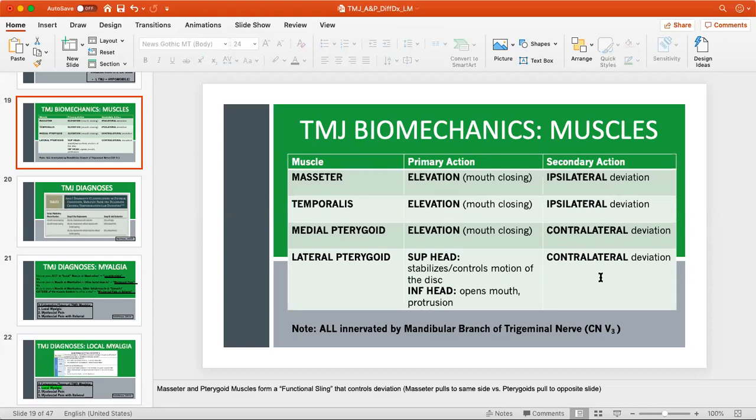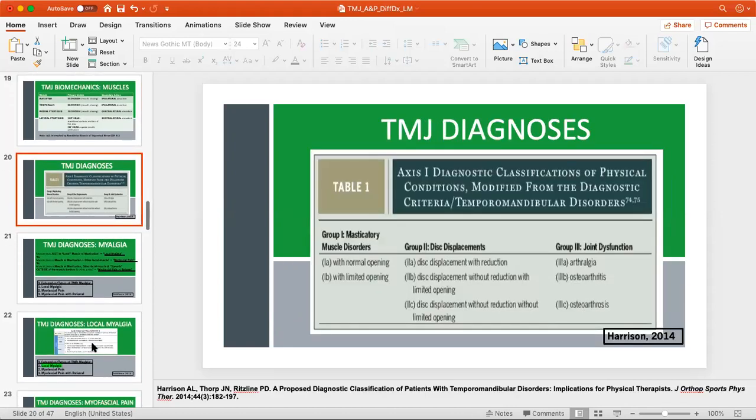And this is kind of how I broke it down before. So the masseter and temporalis are going to attach to the outside, so they're going to pull to the same side that they're attached to. So they're going to perform ipsilateral deviation, versus the pterygoids are going to perform contralateral deviation. And that's going to help you puzzle out or really come up with a pattern of restriction as you are clinically thinking. So what are our TMJ diagnoses?